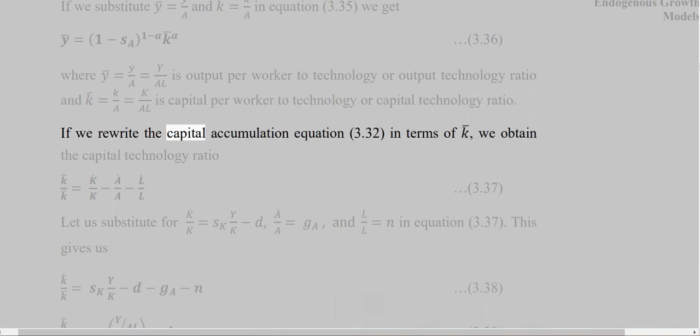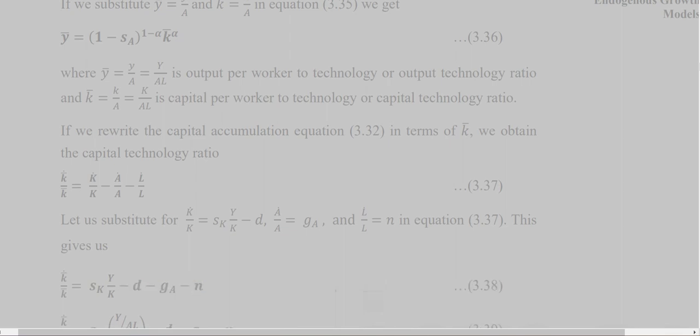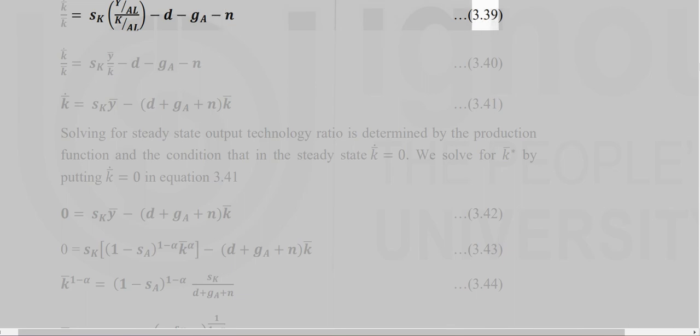If we rewrite the capital accumulation equation 3.32 in terms of the capital technology ratio, we obtain equation 3.37. Let us substitute in equation 3.37. This gives us equation 3.38, equation 3.39, equation 3.40, and equation 3.41.